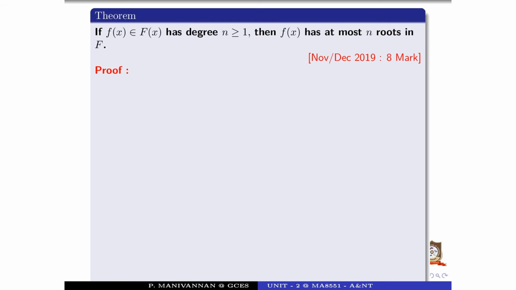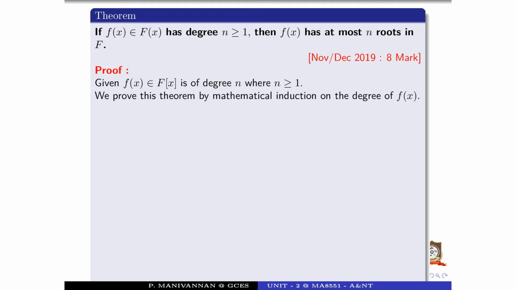Now we move to the next important theorem. If f of x belongs to F of x, where F is a field, and f of x has degree n greater than or equal to 1, then f of x has at most n roots in F. Given f of x belongs to F of x of degree n, where n is greater than or equal to 1, we prove this theorem by mathematical induction on the degree of f.